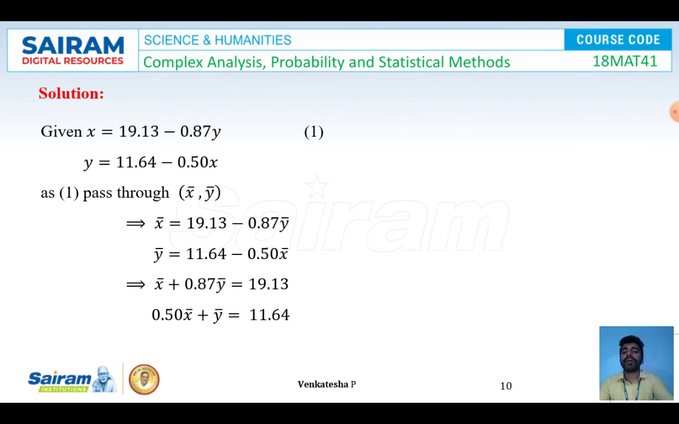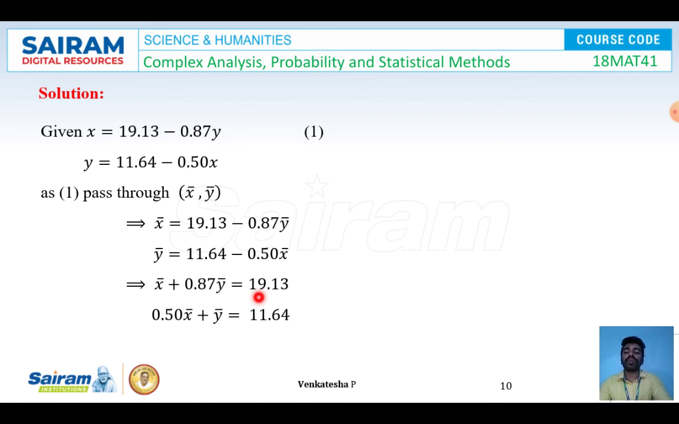So I got equations like this, and I'll be calling this equation number 1. Now if I assume that these two equations pass through the point x bar and y bar, it means that converting x and y into x bar and y bar, I got x bar is equal to 19.13 minus 0.87 y bar, and y bar is equal to 11.64 minus 0.50 x bar. I'm just shifting the minus 0.87 y bar to the LHS and the minus 0.50 x bar to the LHS. So I got x bar plus 0.87 y bar is equal to 19.13 and 0.50 x bar plus y bar is equal to 11.64. So now I'm going to solve these two equations in the calculator.